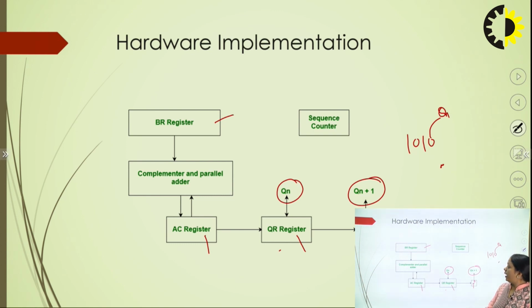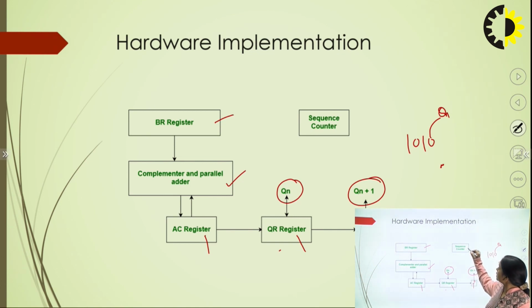Okay. Next is the complementer and parallel adder. What is the use of the complementer and parallel adder here? Because we have to perform some complement operations. We have to find the 2's complement form for the negative number, and we have to perform some subtraction operations also. That's why we require the complementer here. And next one is the parallel adder. To add all the numbers after the calculation, we require the parallel adder also.